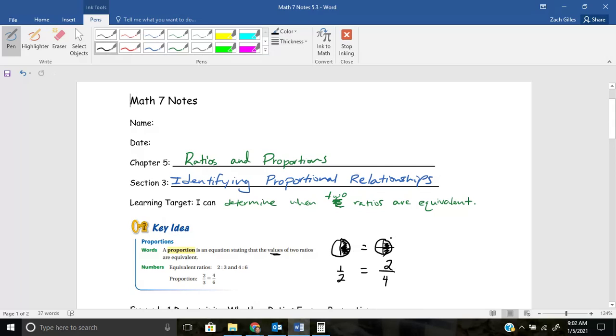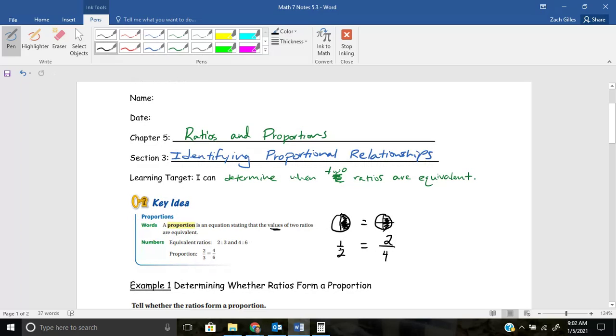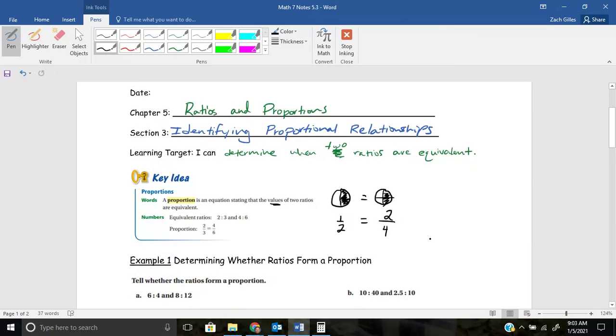I eat half of the pizza. And how do you know that? Well, there's a bunch of different ways that we're going to work on today that you can test to see if two ratios are proportionate or not. One way is you can divide. This fraction 1 over 2 could also mean 1 divided by 2, right? Which gives us 0.5. Move our decimal 2 spots, 50%. Is 2 divided by 4 the same thing? It is 0.5 or 50%. So that's one way that you can check. We'll also do a couple other methods.